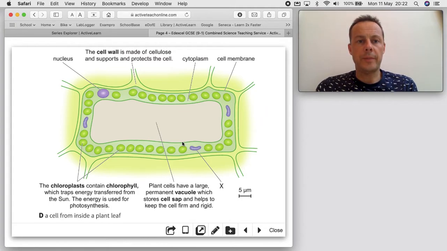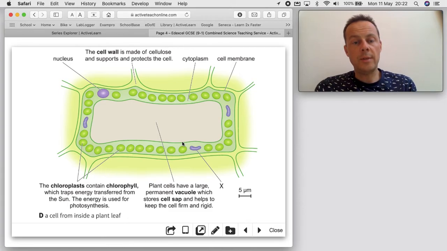their own structure. So what we need to remember is that the plant cell has three extra parts: a cell wall for structure, the chloroplasts for photosynthesis, and the cell sap vacuole, which stores cell sap, which keeps the cell firm and rigid.